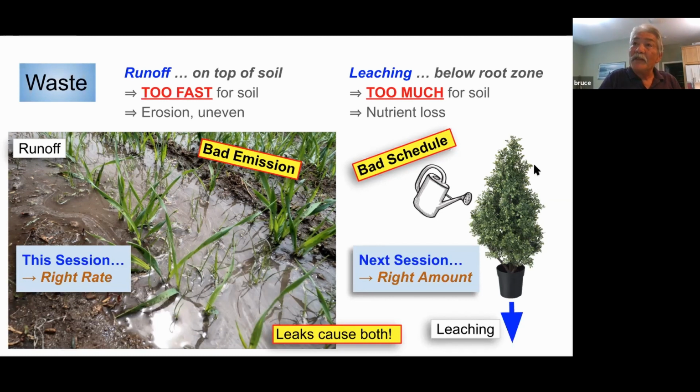Leaching, and leaching means it's going to leach out of our root zone, so it's not effectively being utilized by our plants. So again, it's a loss. Scheduling, some people in their schedules are probably trying to make good and sure they have enough water, but a lot of times they're putting on so much water that the soil can't accept it, and it leaches away. Leaks, I should say, cause both of these issues that we've discussed here.